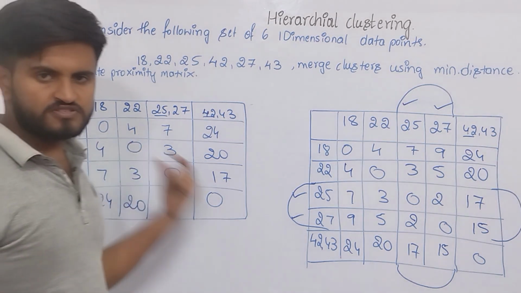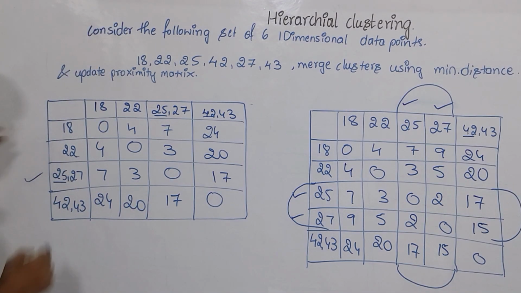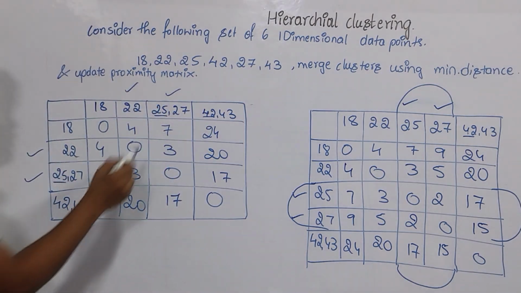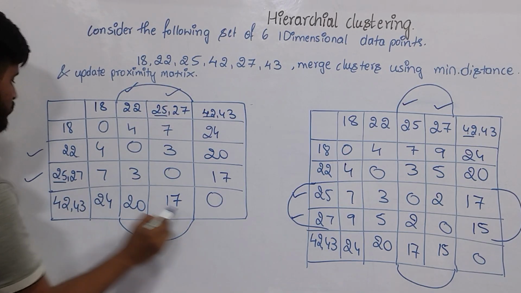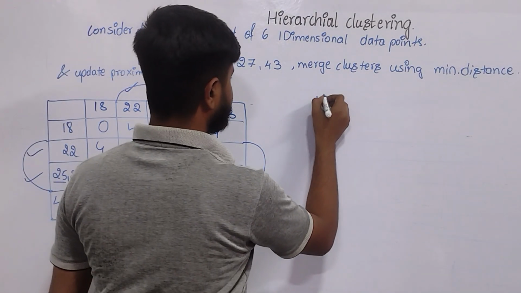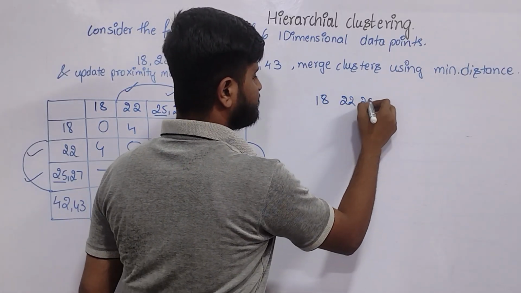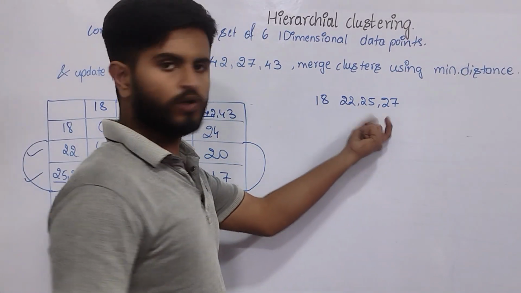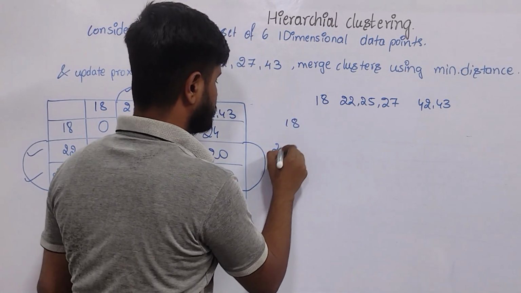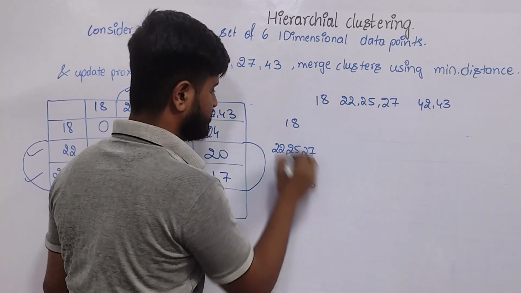Now, except 0, which is the smaller number, that is 3. 3 is present in 25, 27 and 22. Here 3 is present in 25, 27 and 22. So we will be combining or clustering their rows and their columns respectively. Now if you combine, 18 will be left, 22, 25 and 27 belong to one cluster, and 42 comma 43 is another cluster. 18, 22, 25, 27 is one cluster, 42 comma 43.